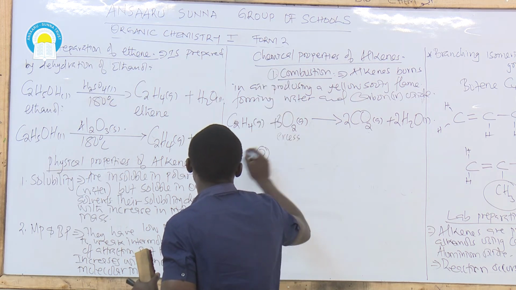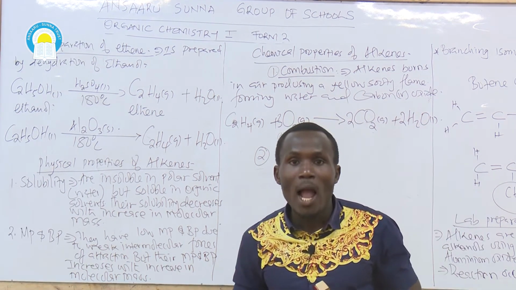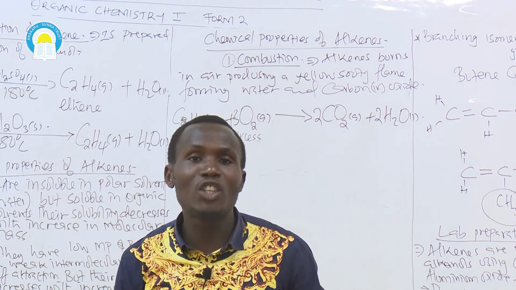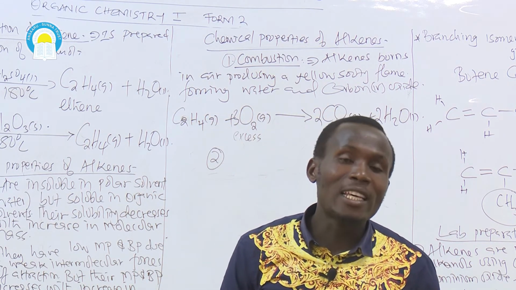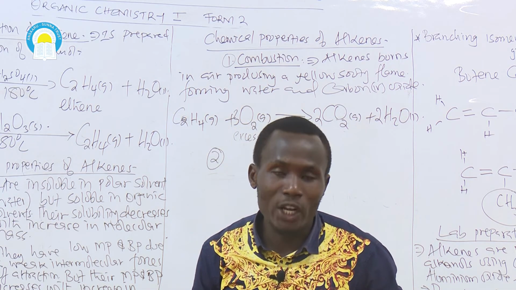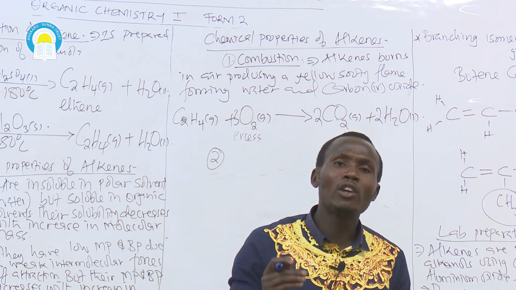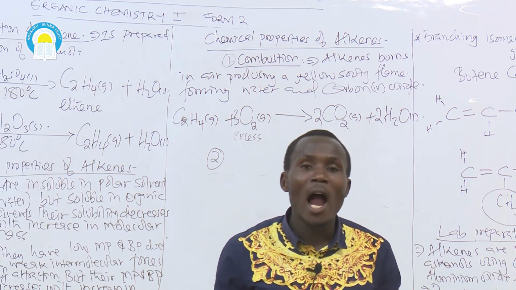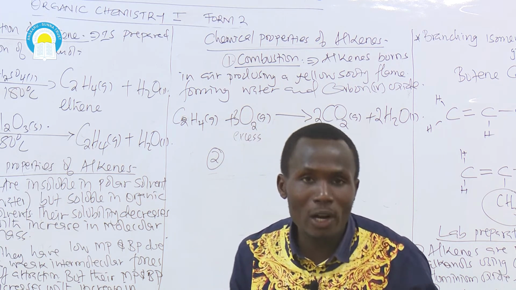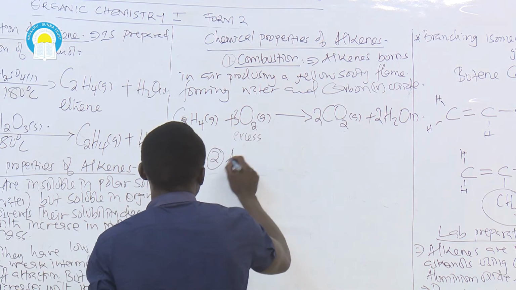The second chemical property is addition reactions. Alkanes were saturated, therefore they undergo substitution reactions. Alkenes, being unsaturated, undergo addition reactions. Addition means to add something. So we are going to add other molecules across the double bond. We are opening up the double bond to add more molecules to make them saturated. So we talk of addition reactions.